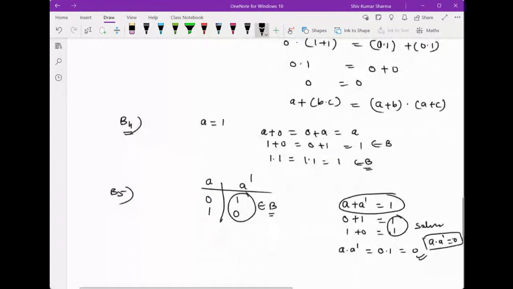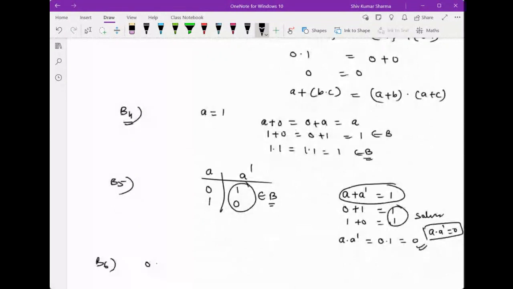So we can say, if you want to write B6, then you can write that 0 is not equal to 1. So B under addition and multiplication is a Boolean algebra. This is the simplest example, B having only two elements, 0 and 1. So it is a Boolean algebra under addition and multiplication.